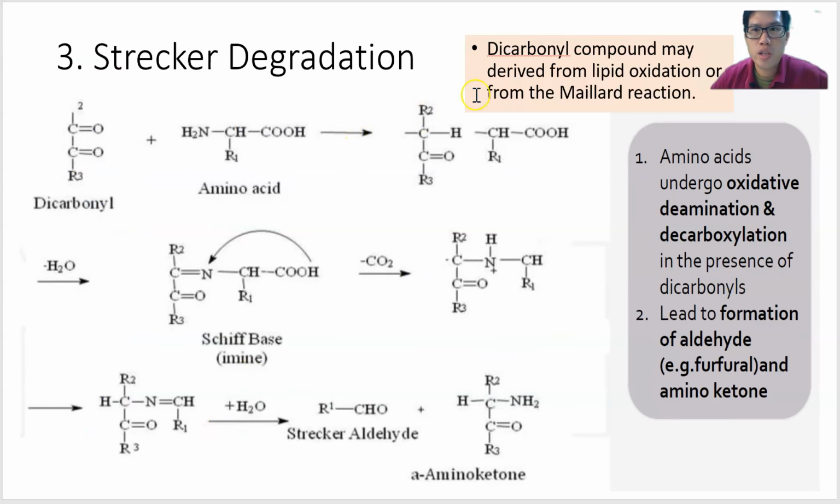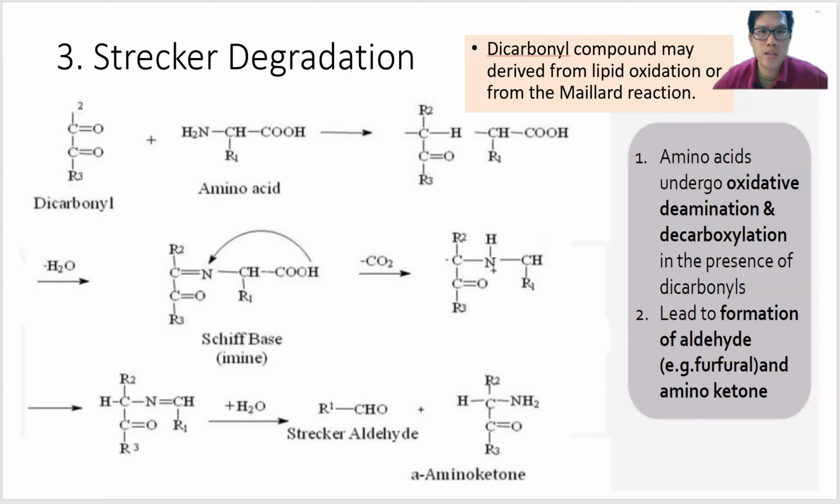Strecker degradation is when dicarbonyl compounds are created, which can be from lipid oxidation or from Maillard reactions. These dicarbonyls can react with amino acids. The amino acids, as I mentioned, are abundant in meats, because meat is made of proteins. Then it can lead to the creation of aldehydes.